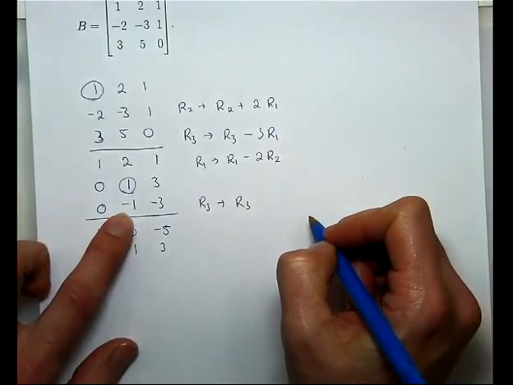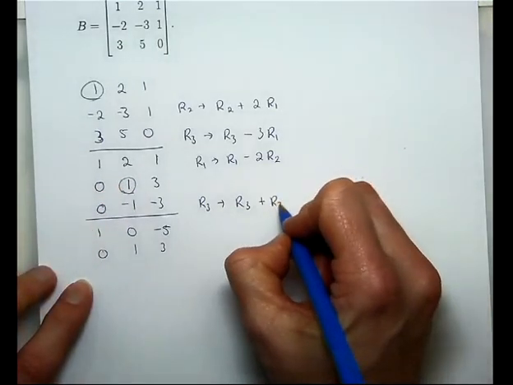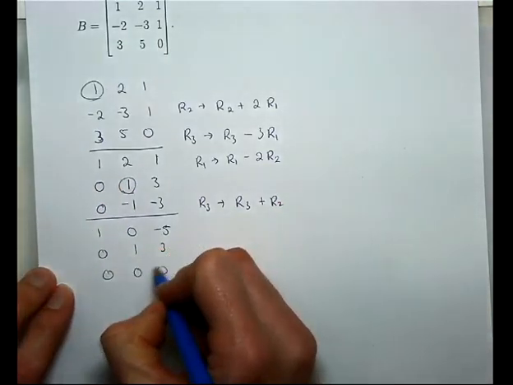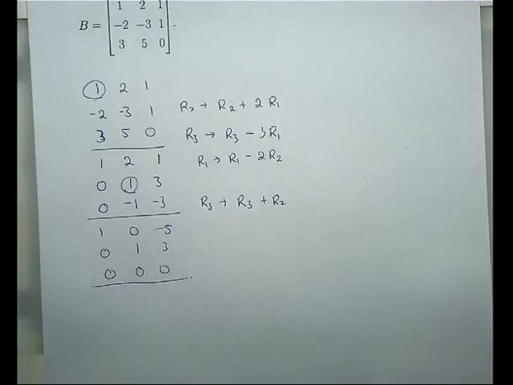Row 3 goes to row 3. Minus 1, we want a plus 1 to get 0, so I'm just plussing one of those. Row 2. Is that it? Yes, it is, you're right. That's reduced row echelon form. It satisfies all those criteria. That was an easy one.